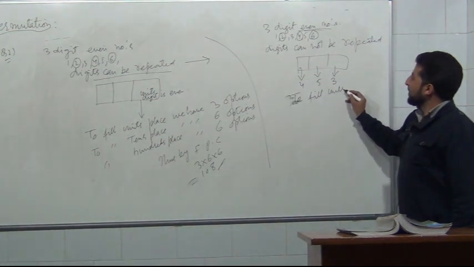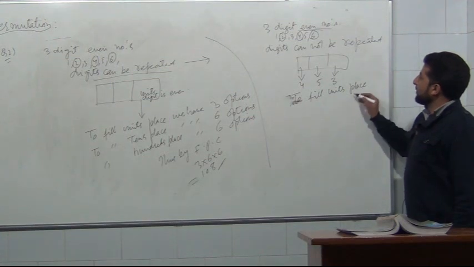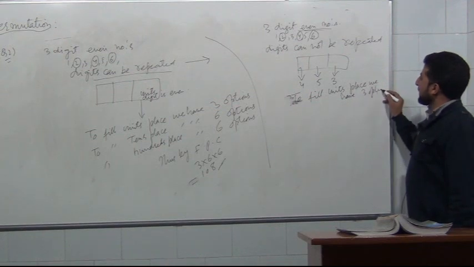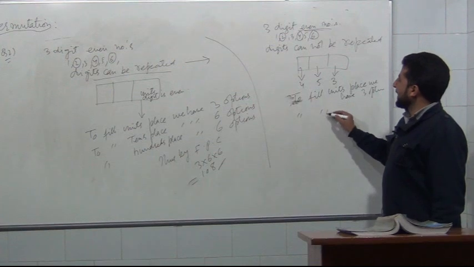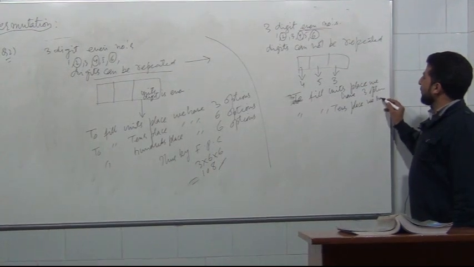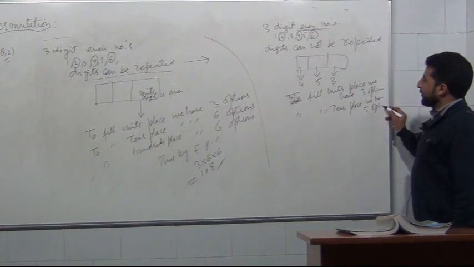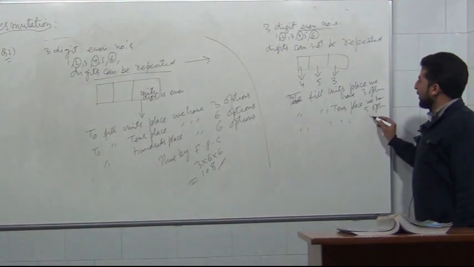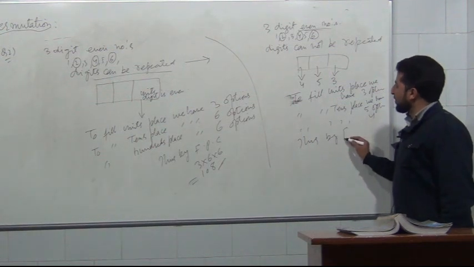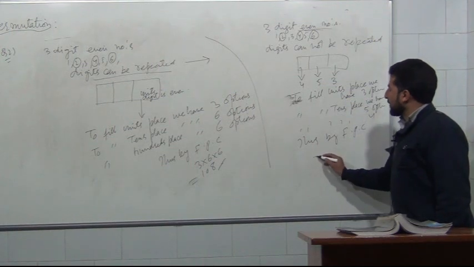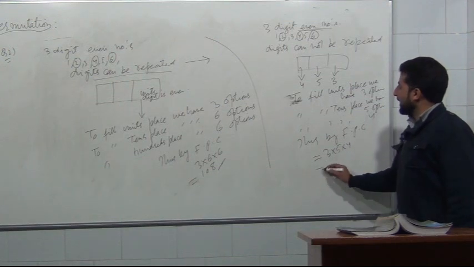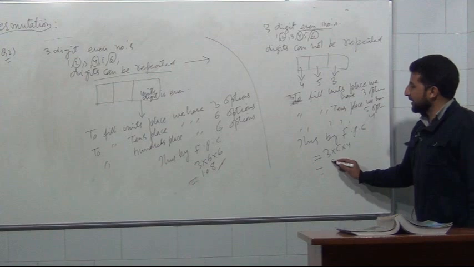Thus, to fill the unit place, we have 3 options. To fill the tens place, we have 5 options. And to fill the hundreds place, how many do you have? 4 options. Thus, by the fundamental principle of counting, the total number of such numbers is 3 into 5 into 4. That is 5, 3, 15, 15 4s are 60.